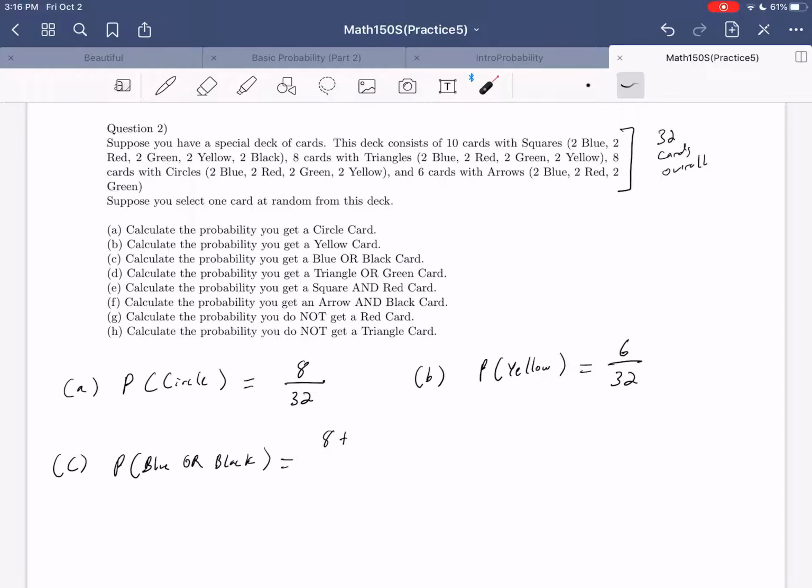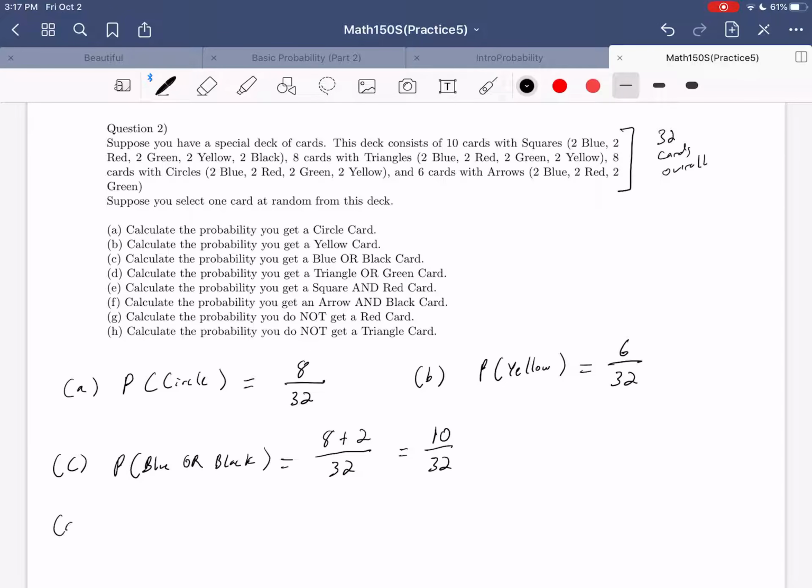Plus, how many black cards are there? Well, there's 2 there, none here, none here and none here. So there are just 2 black cards overall, plus 2. Do we have to worry about any sort of subtraction? Is there any overlap? Well, no, right? We know that these 2 are what we would call mutually exclusive. There are no blue and black cards. There are no cards that have both those colors on them. So there's no overlap here. We don't have to subtract anything. So we just simply divide by 32. And we can say that that's 10 out of 32. So the probability that we get a blue or black card, 10 out of 32.